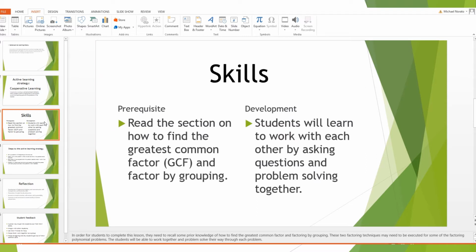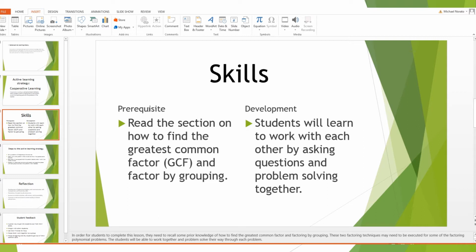Me being a mathematics teacher, they have to know a few prerequisites prior to this lesson. They need to know how to find the greatest common factor, and they need to know factor by grouping. These are two techniques that were taught in previous lessons that will come up on occasion where they will have to use those techniques to factor a polynomial.